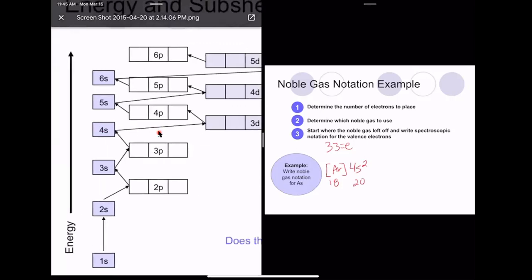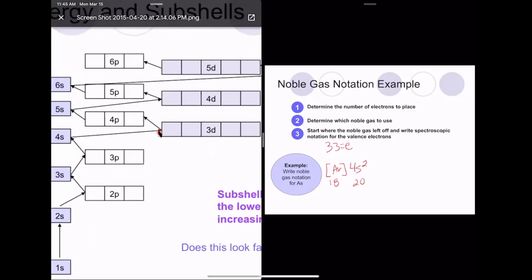After 4s, we go to 3d. As you can see, 4s goes straight into 3d. And then we would choose 10 because we need all 10. That would be 30. After 3d, then we would have 4p, and we need 3 to get 33.